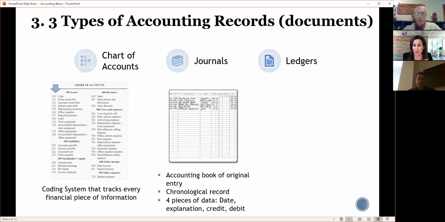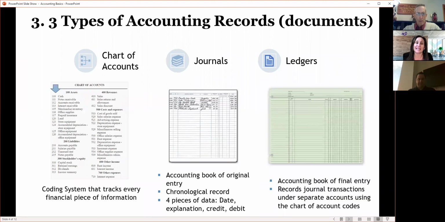I'm also going to go back and share a little bit more on that in a minute, but I want to finish the accounting documents first. So the journal is the original entry. And then the third document is the ledger. So the ledger is the accounting book of final entry.